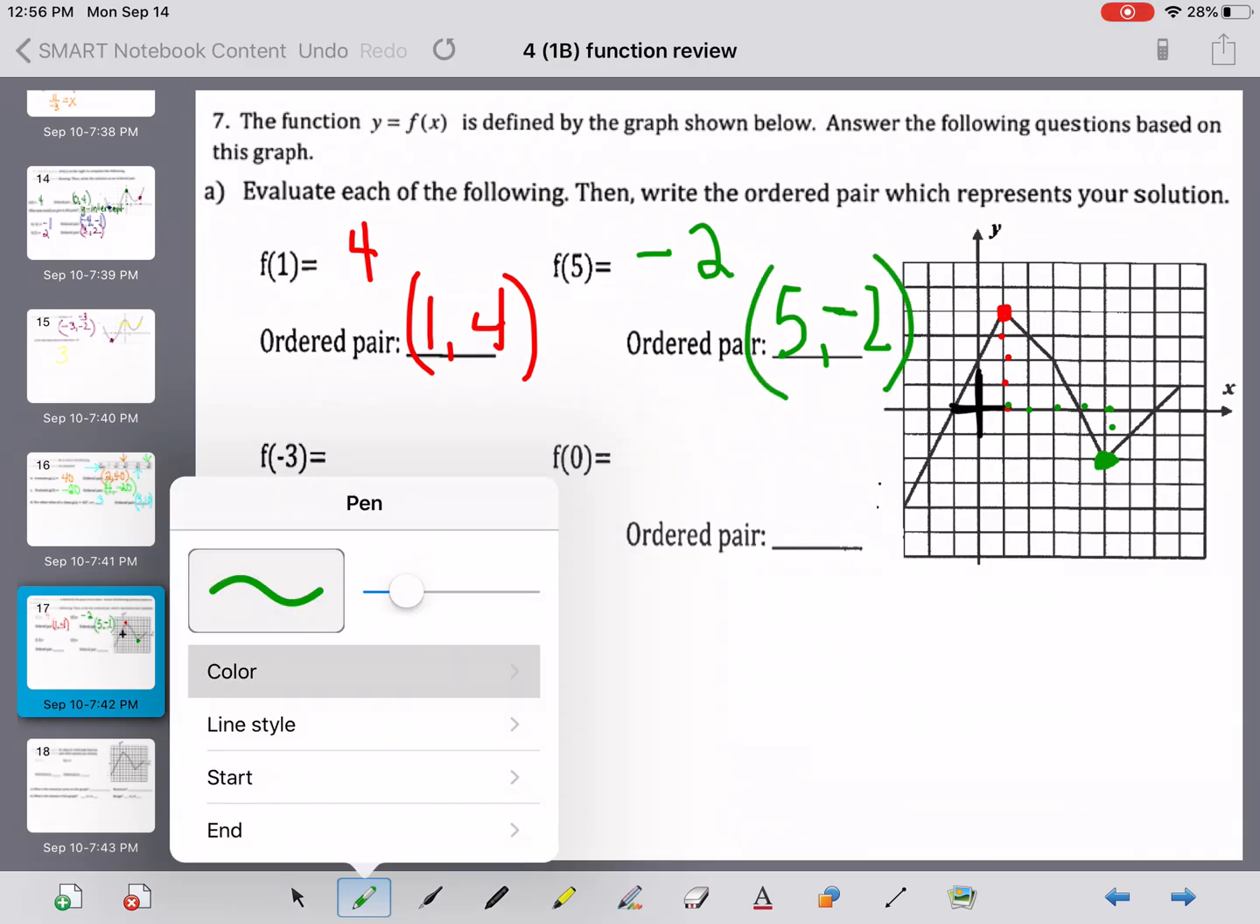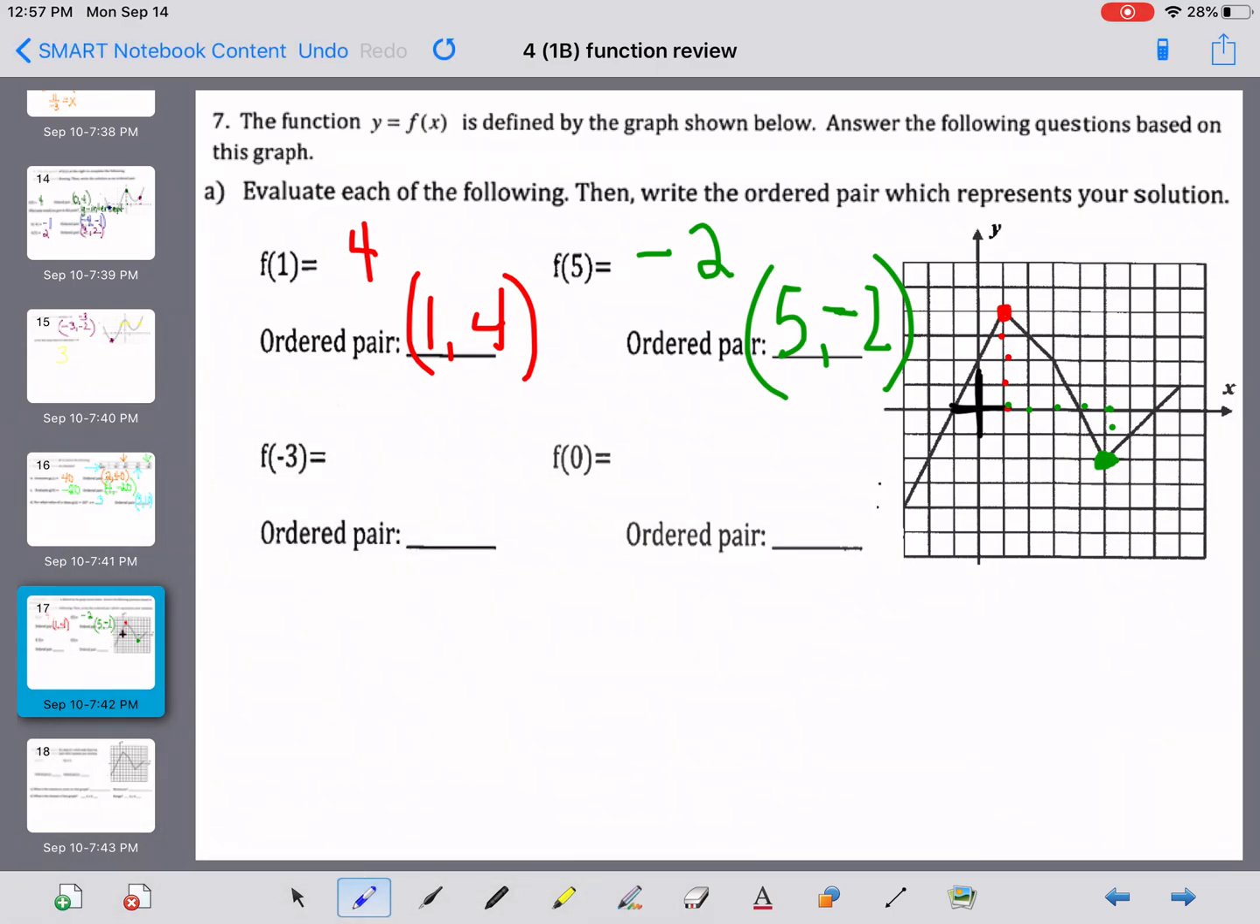Same idea. I'm trying to switch colors so we can keep track of things. So now we're in a blue color, f of -3. So we're going to go left on the graph. 1, 2, 3. So we went 3 left, 1, 2, 3, 4, and we went 4 down, so it's going to be -4. So our ordered pair is -3, -4.